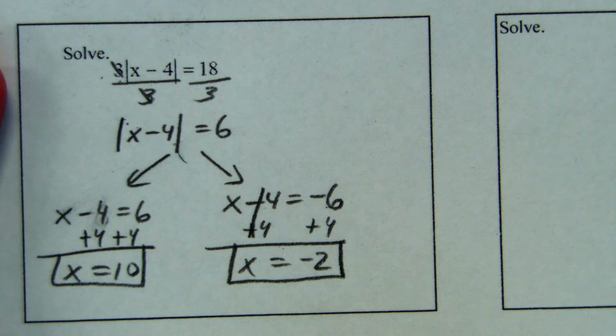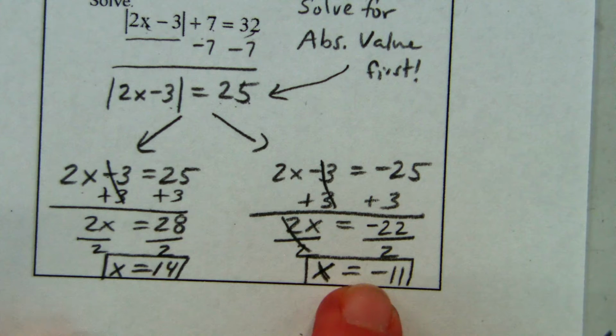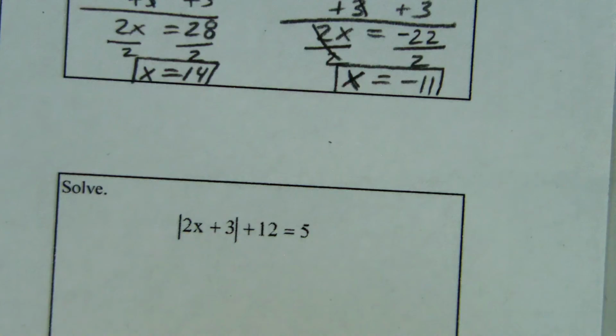So you'll either have 2 answers or you'll have no answers, is typically how this goes. The last one was 2 answers as well? Yes, there was 14 and negative 11 on the last one. So each of these, you're getting 2 answers. Occasionally, you'll get no answers.